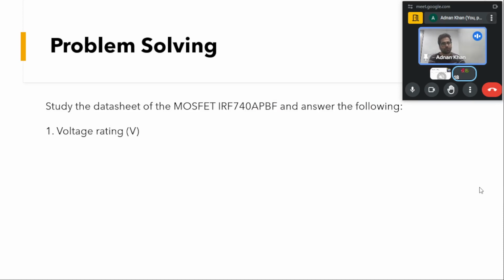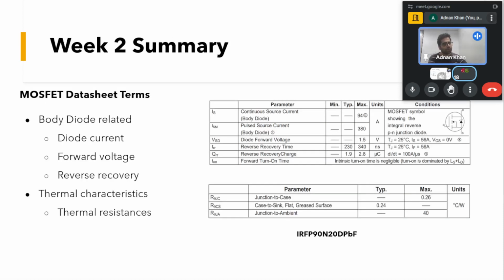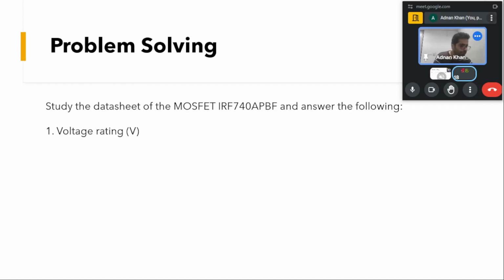Now this was about what had been taught in the week. We can take a break of 5 minutes here, and we shall start again at 4:27. After the break we can look into problem solving, and see how to choose a particular component.